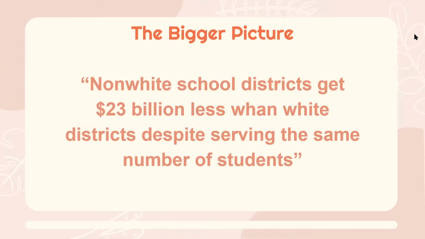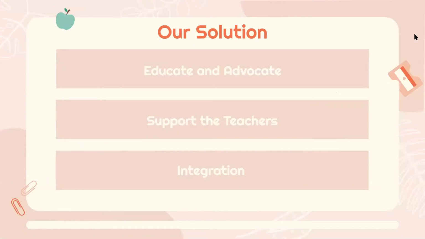In doing our research, we learned that funding discrepancies and segregation in schools is not just happening in our own local district, it's happening all over our nation. Non-white school districts get $23 billion less than white districts, despite serving the same number of students. Our solution is to educate and advocate, support the teachers, and integrate these children.